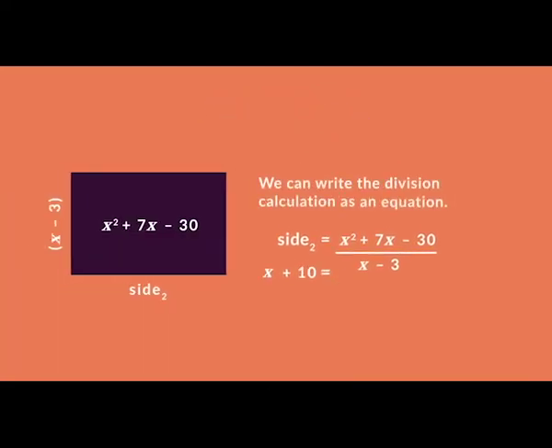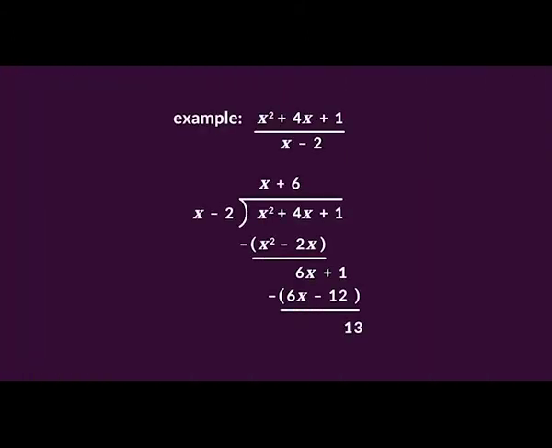We can write this as an equation like so. Now we have the length x plus 10 for the second side of the rectangle. Here's another example following the same steps. This time we're left with 13 as a remainder.